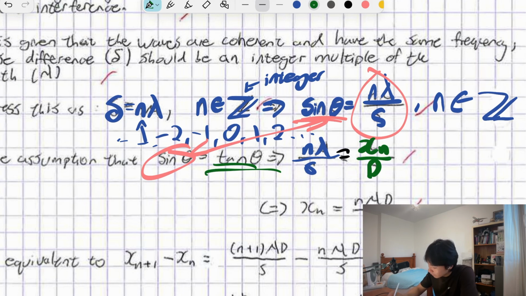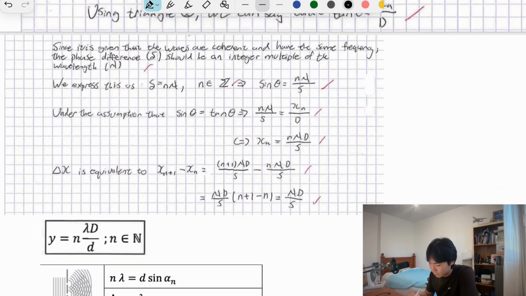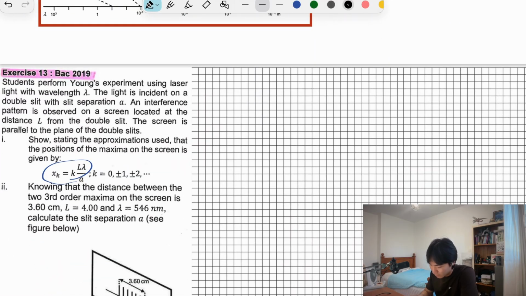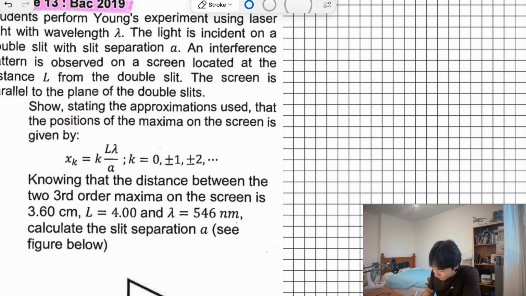Okay, and we can do a quick rearrangement of the formula here. I can say that xn is equal to n lambda d over s, right? We can just multiply d on both sides, and we're going to get this formula down here. And this is the first part of the proof that is done. And this is what you're going to be generally asked for in the exam, as I told you down here. It's going to be the thing that we have to find here, but this one is just with different symbols. Instead of d, it's L.